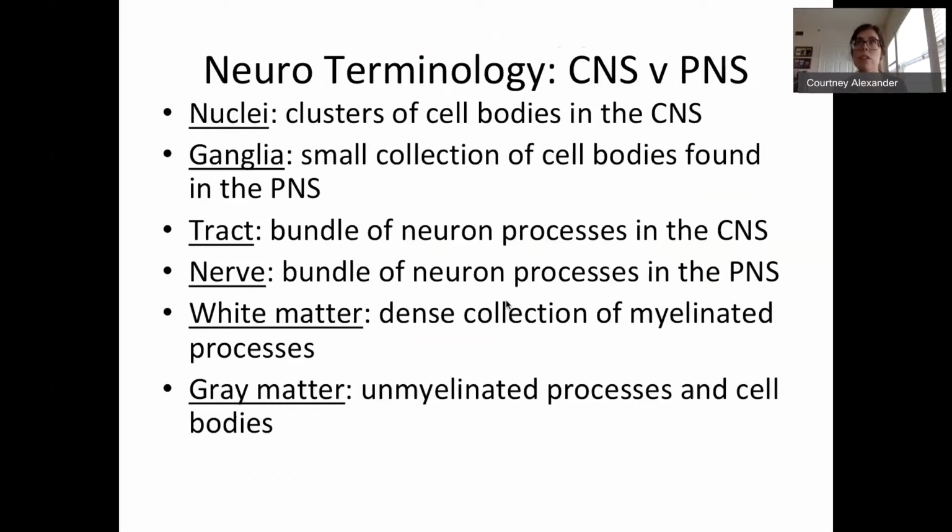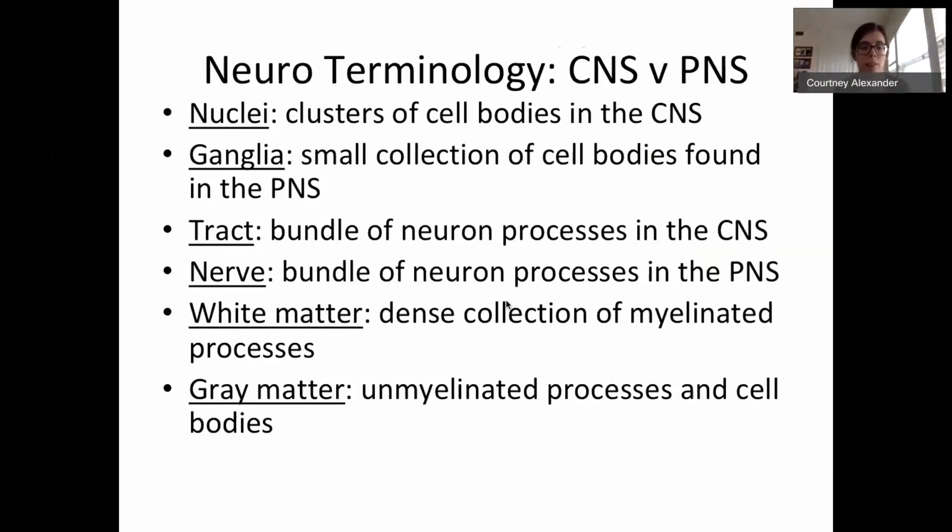Now, the reason for this divide is that there were researchers who were studying the central nervous system and some studying the peripheral nervous system, and they came up with different words, and they became established as different words, but they really mean the same thing. So nuclei, cell bodies in the central nervous system; ganglia, cell bodies in the peripheral nervous system. A tract is a bundle of neural processes in the central nervous system, and it's the same thing as we call a nerve, a bundle of processes in our peripheral nervous system.